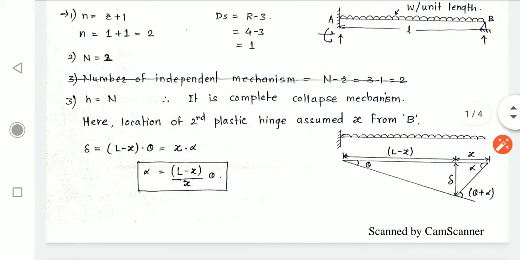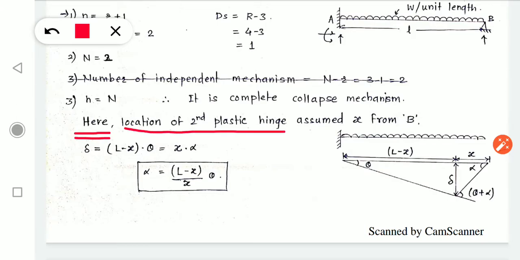Now, the next thing is important. You have to focus over here. Here I said location of second plastic hinge is assumed to be at distance x from B. Why I did that? Because we don't have exactly a concentrated load on our span. Therefore, we can't say where the plastic hinge occurs. Therefore, I am assuming it at a distance of x from B support.